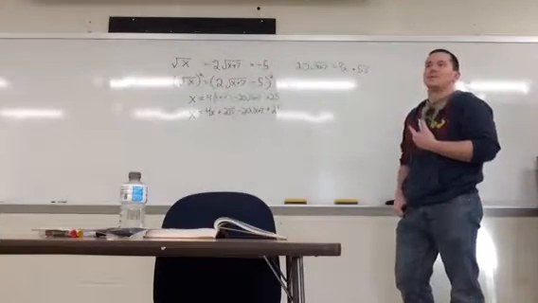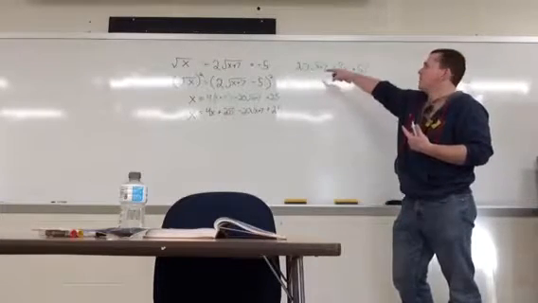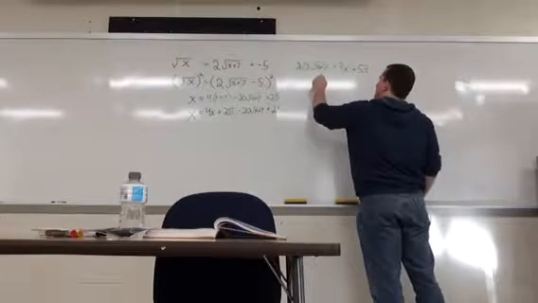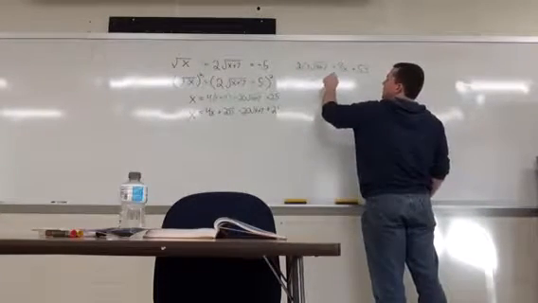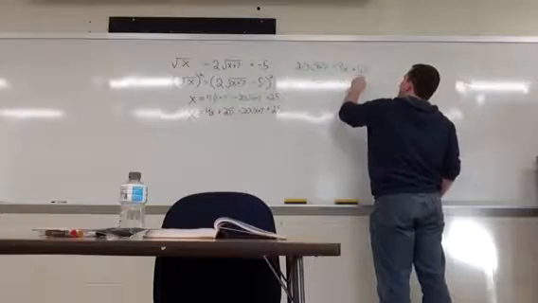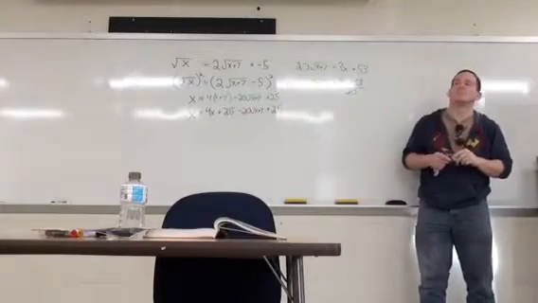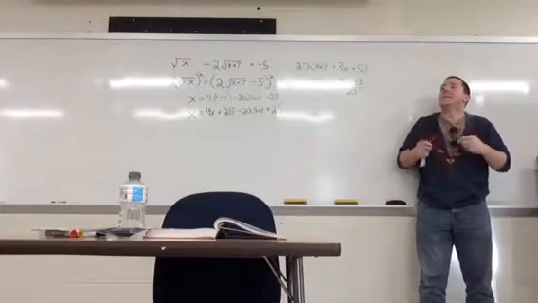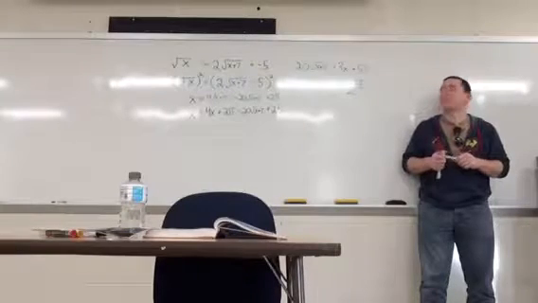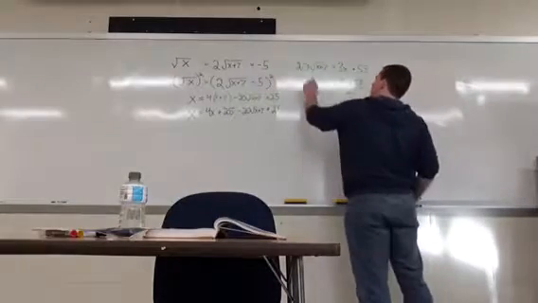Now what? Square. Isolate the radical, right? So, divide by 20. You get the square root of x plus 7 equals 3x plus 53 over 20. Now what do I do? Get rid of the radical, right? Square both sides.